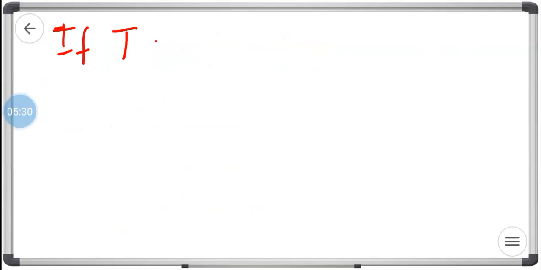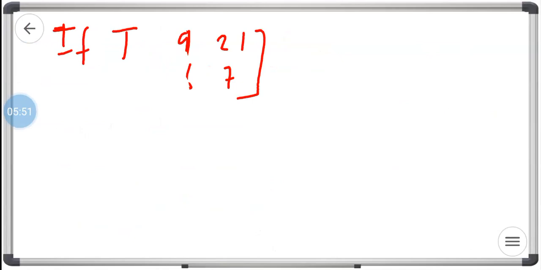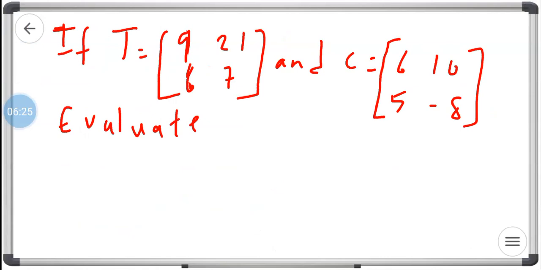If T equals [9 21; 6 7] and C equals [6 10; 5 -8], evaluate T minus C.